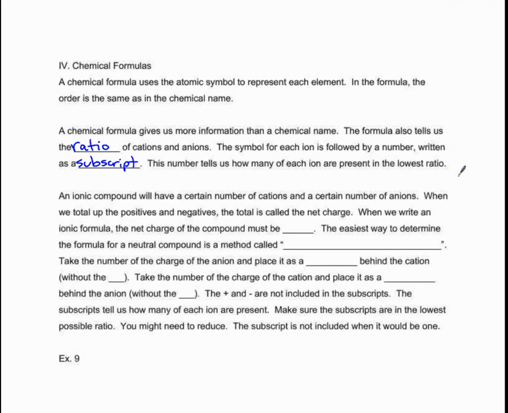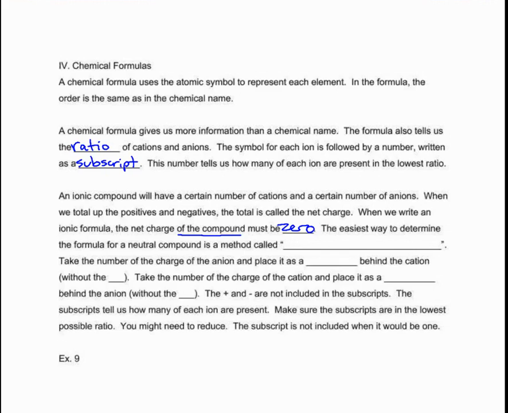So any ionic compound will have a certain number of cations and a certain number of anions. When you total up all of the positives and the negatives, the total is called the net charge. So remember, we talked about net charge of an ion or an atom earlier. Here we're talking about the net charge of a compound. So when we write an ionic formula, the net charge of the compound must be 0. Net charge of the compound has to be 0.